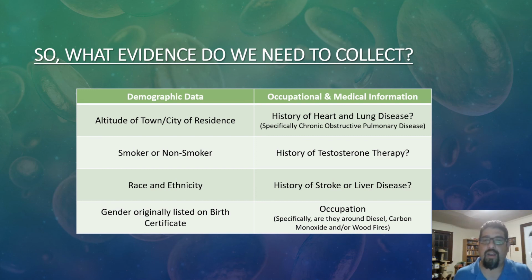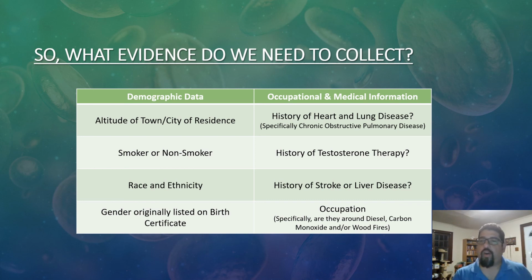Because we talked about altitude for polycythemia, we're going to look at the altitude. We're going to look at smoker and non-smoker because we talked about smoking with polycythemia. Race and ethnicity for our hemochromatosis patients. Gender originally listed on the birth certificates for both, because women will hide it better than others because they're naturally donating their blood. And then we're going to look at occupational and medical information.